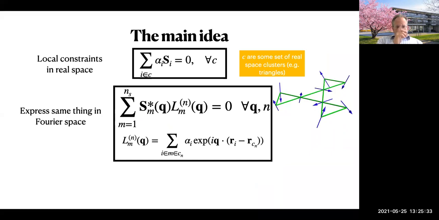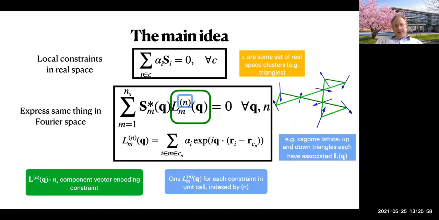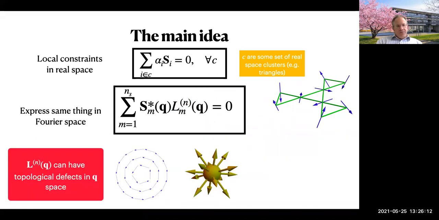And then all the action takes place in these L variables which encode what these constraints are. So they're basically the Fourier transform version of the constraint equation. The top box defines the constraint field L in the bottom. Okay, so this is an n-component vector which encodes the constraint. There's one such field for each constraint in the unit cell. And so, for instance, in the Kagome lattice, you've got 2 constraints in each unit cell because you've got one up triangle and one down triangle in each unit cell.